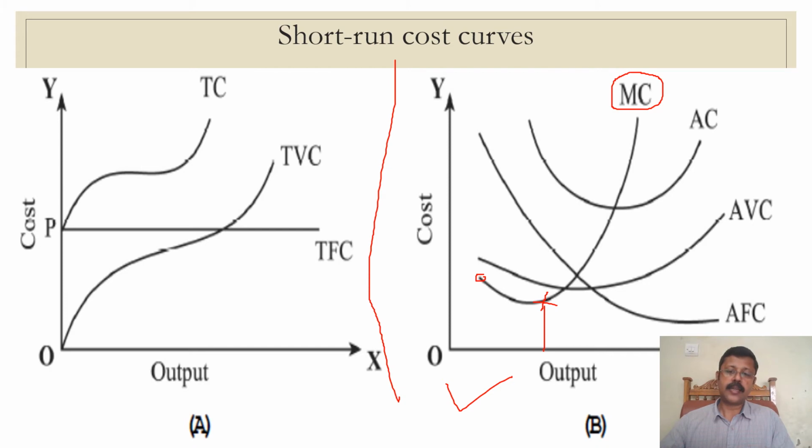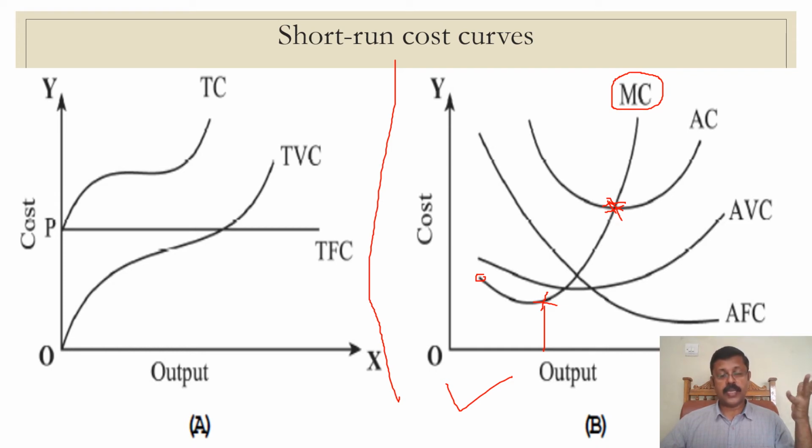It started intersecting the average cost curve also. At what point? This point is important. You need to note this. Marginal cost curve intersects average cost curve at the minimum point. At this particular point, the marginal cost curve intersects the average cost curve. This point is important, and we will discuss it later in the next module. So this is the behavior of the marginal cost curve.